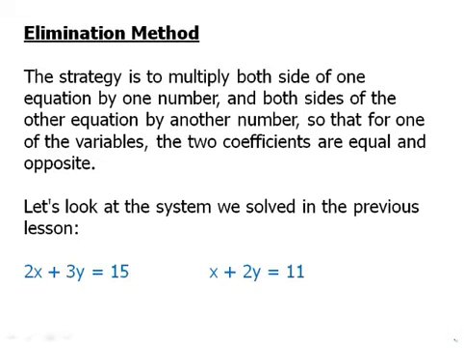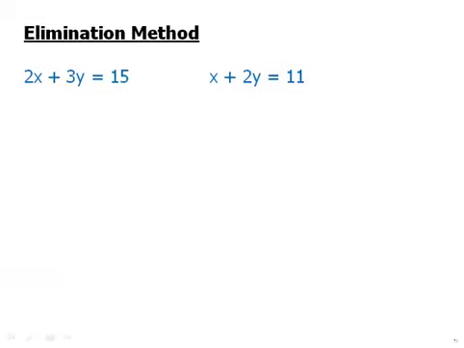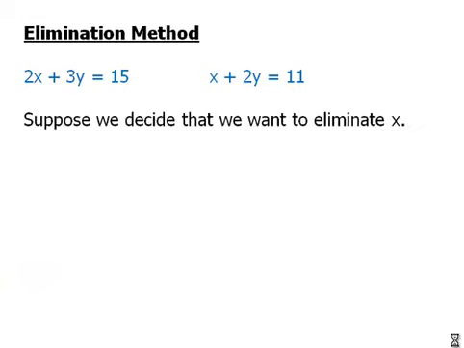Let's look at the system we solved in the previous lesson. This is a system we solved with substitution, and it works well for substitution because we have that one variable, x, with a coefficient of 1. We're going to solve this same system now with elimination, and we're going to solve it in two different ways. So suppose, first of all, we want to eliminate x. The very first step in elimination is we have to choose the variable we want to eliminate.